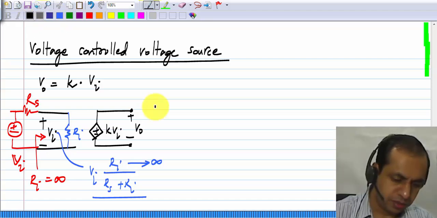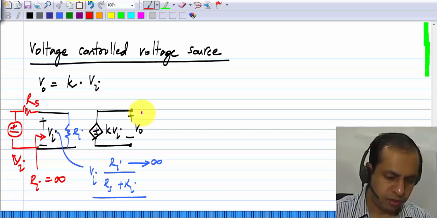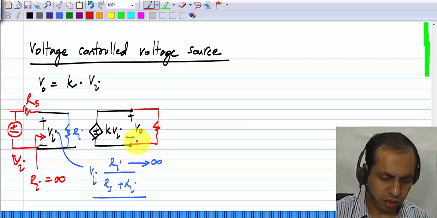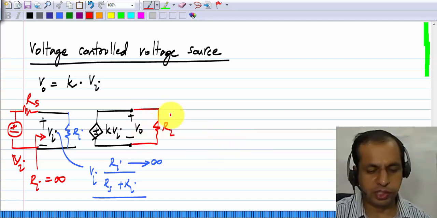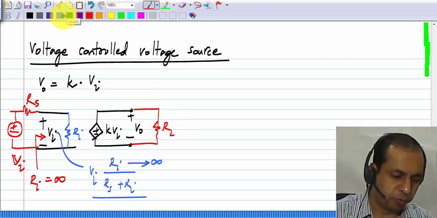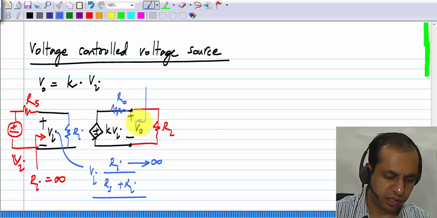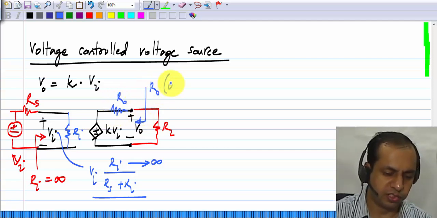Similarly, you should be able to connect whatever load you want here. Okay, that shouldn't change the output voltage. What could possibly change the output voltage? It's output resistance. Okay, so let me call this Ro, that is the resistance looking back that way, the output resistance.